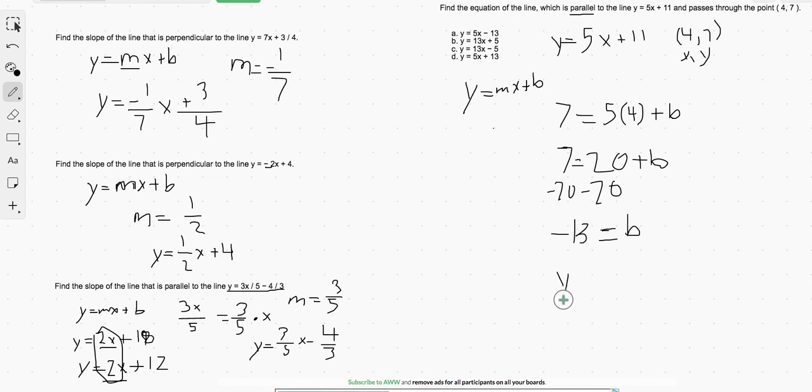So you put y equals, and since in the beginning we said the slope is going to be the same in both equations, you just have to put 5, and x isn't the slope, but you just put x there. And then what was b? It was 11, and we substitute for b, so we have to put them in the same exact spot. So what we found was b is minus 13, and we just put minus 13 there, and this is the answer. So A is the correct answer.